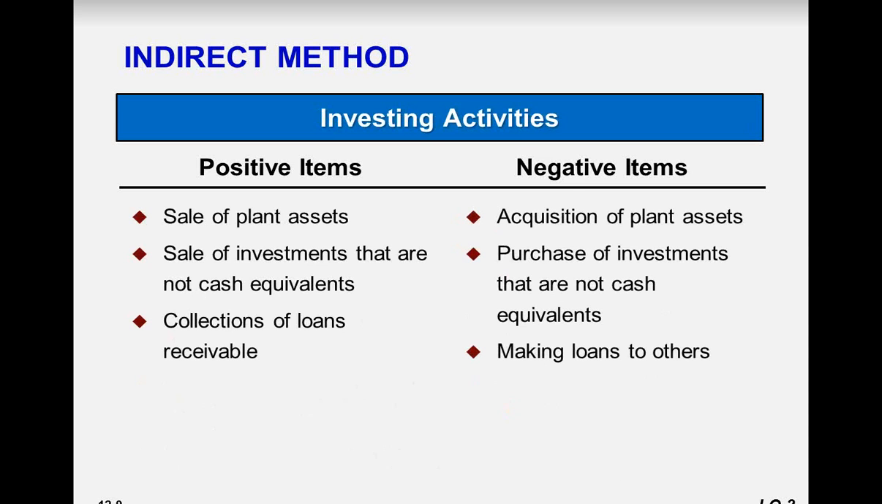For negative, if I purchased or the acquisition of plant assets, I went out and bought something, I spent cash. I bought investments that are not cash equivalents. I spent cash. That's a negative. I made loans to others, right? That would put a receivable on my books, but at the time that I'm making that loan, that is a negative to my cash.